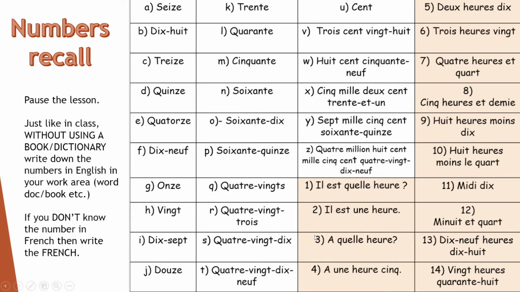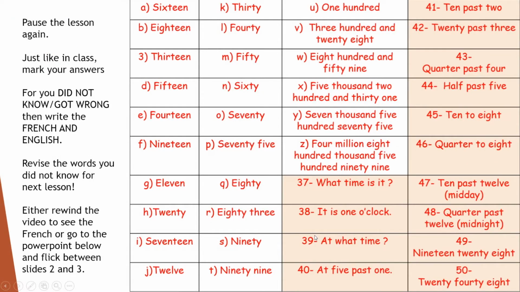Right, now let's have a look at the English. So pause the lesson again to mark yours. So just like we would in class, you mark your own. For any that you did not know or any you got wrong, then please make sure you've written the French and the English. So if I didn't know 16, I would have written before A says, and then I would have written now I can write equals 16. But I wrote down the number for this one. If I got it right, I would tick it, and that's fine.